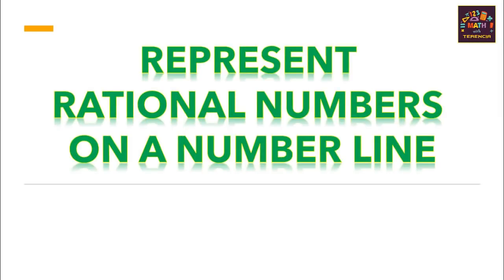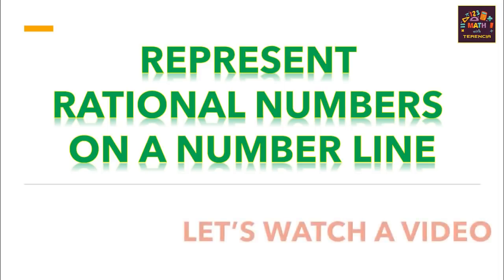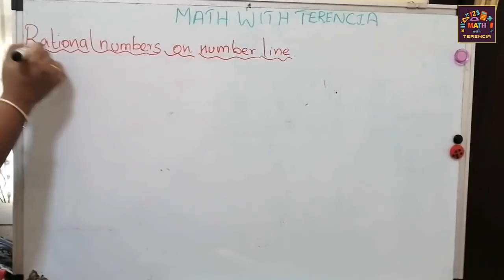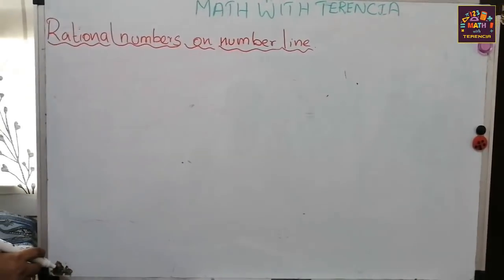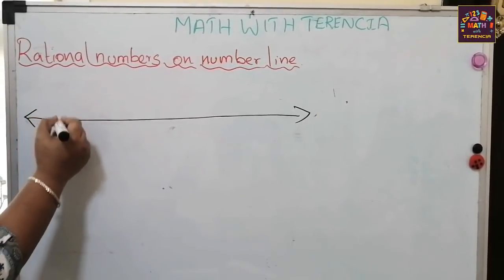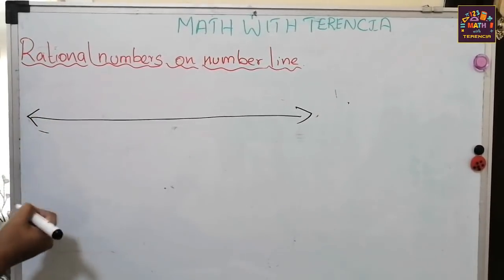So now we have completed with the definition. Now we'll move on to represent the rational numbers on a number line. Let's watch a video on how to represent a rational number on a number line. So now we are going to represent rational numbers on number line. The number line is the line which represents all the numbers.